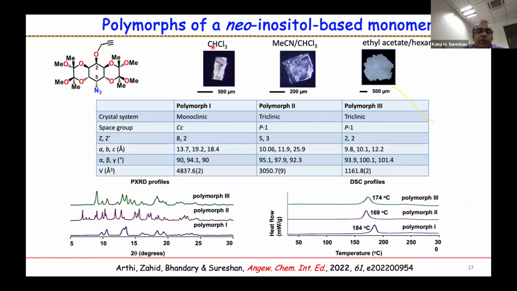Even with sugars, we can do this kind of topochemical polymerization of polymorphs. This particular one is inositol, as I have already mentioned. We got three different crystal structures, and these are powder XRD. This is a DSC showing different melting points, and these are cell data. These also show that they are really different materials, with different crystal structures.